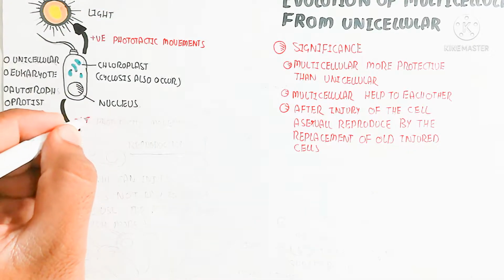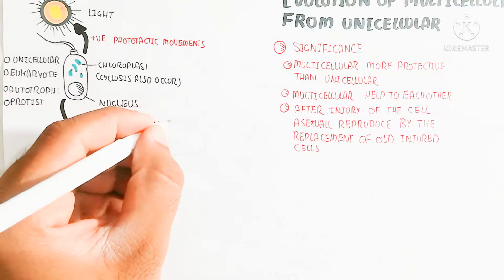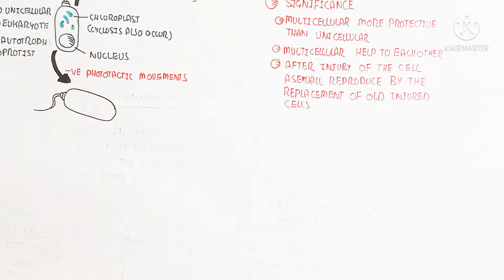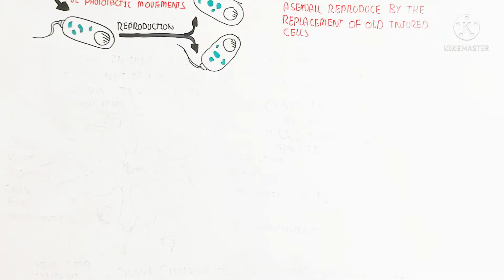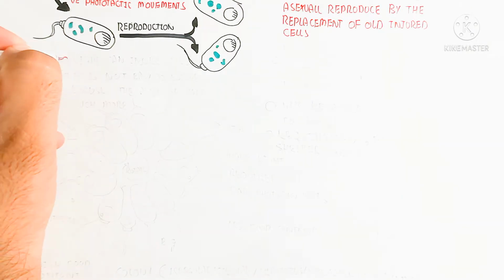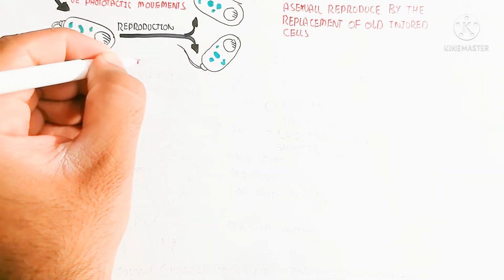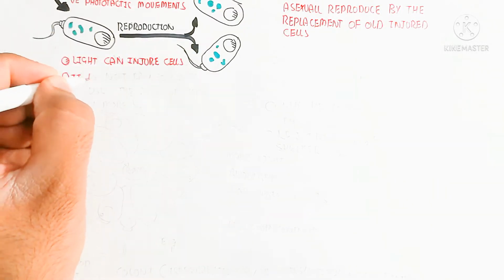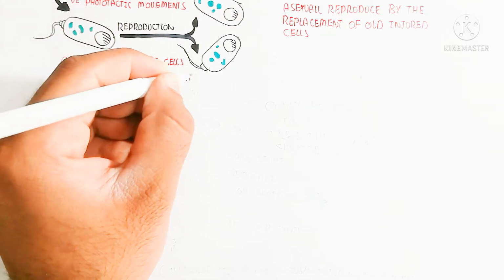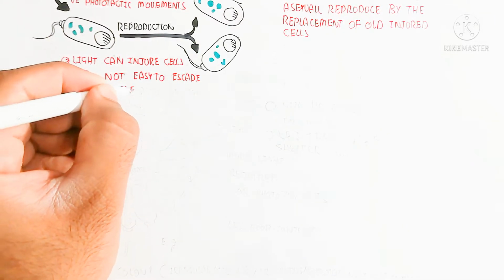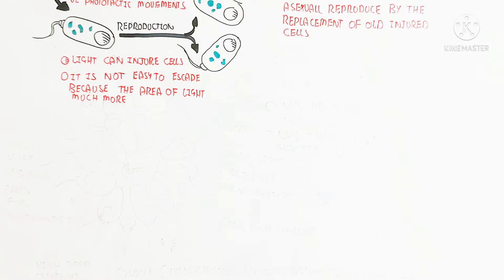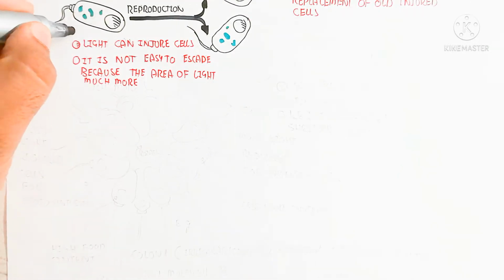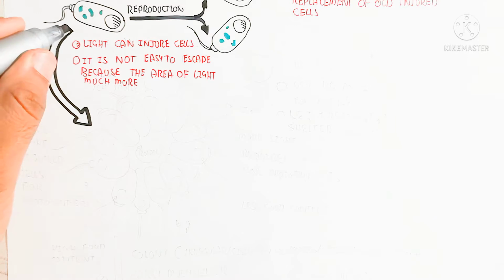Cyclosis also occurs within the cell, intracellularly, the movement of organelles such as chloroplasts. Here is the nucleus, and this is the negative phototactic movement. This negative phototactic movement is used to move away. It also reproduces into two independent cells. The light can injure cells, so it is not easy to escape because the area of light is much larger. So it means colony development is very crucial.